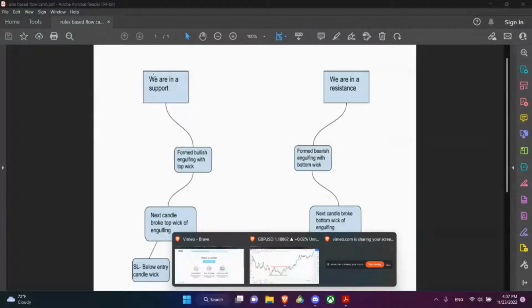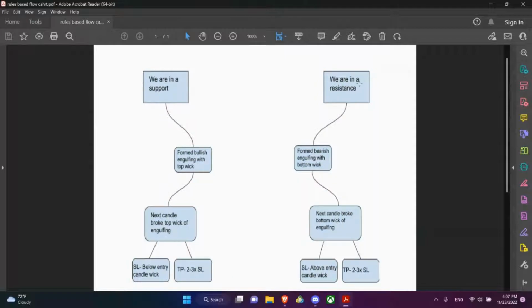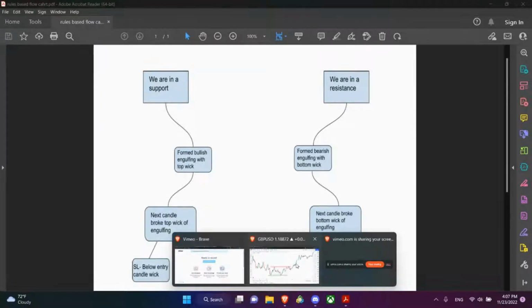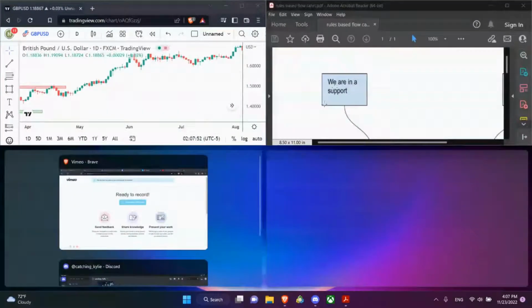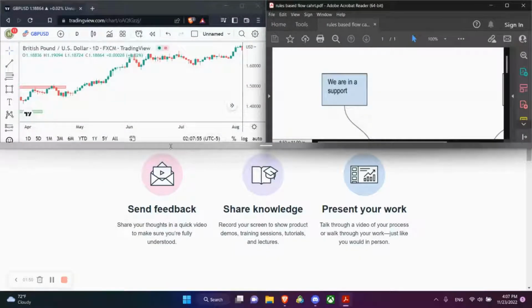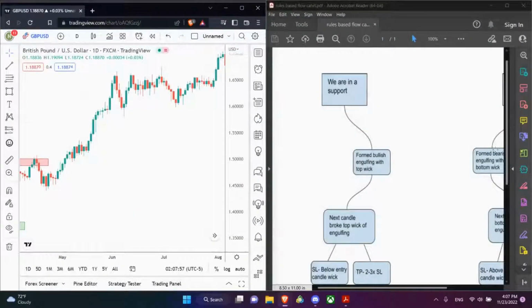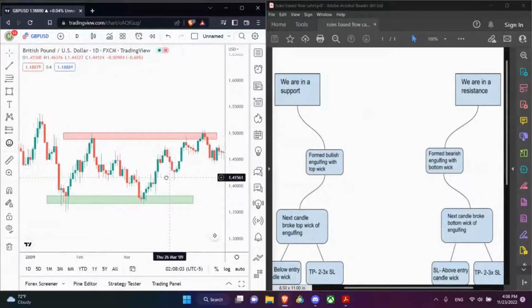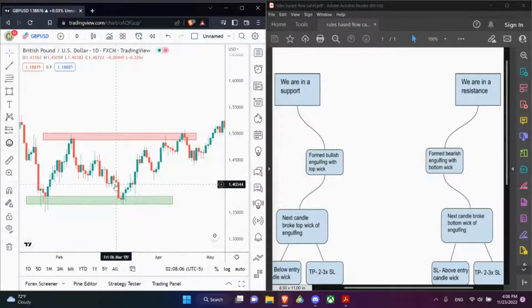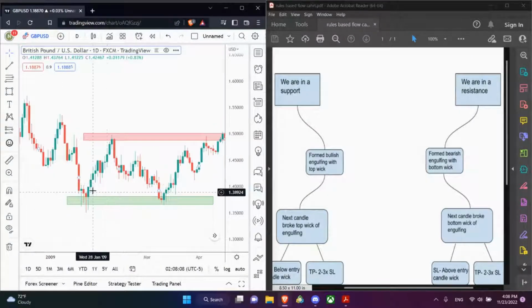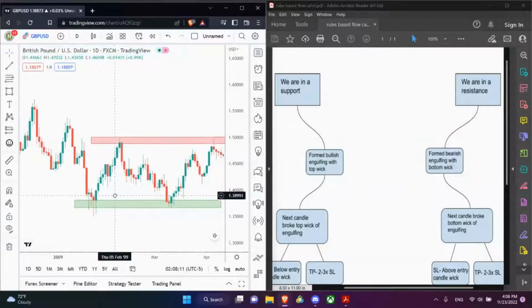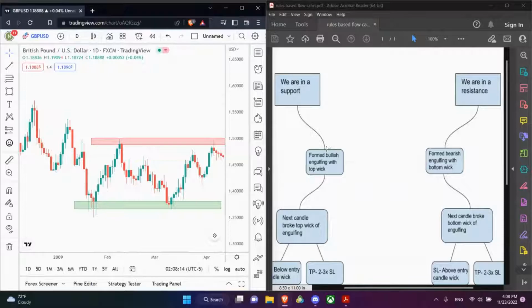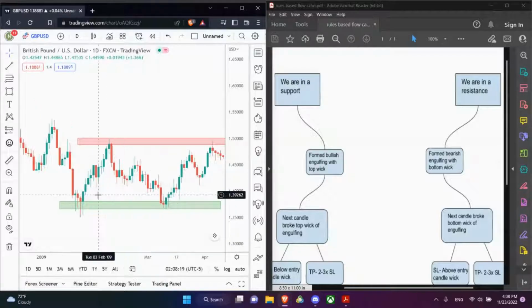All right, so once price enters a support or a resistance, we're going to decide what side of the flow chart to move on. So looking at the chart here, go ahead and make this two-sided here, just like that, and move that there. All right, so with this example, on the left-hand side, let's start from the bottom. We see that price is in a support, right? All right, so we're in a support. Let's move down to the next bubble. We're going to wait for a bullish engulfing with a top wick, okay?